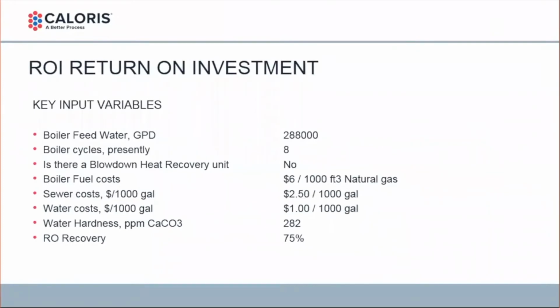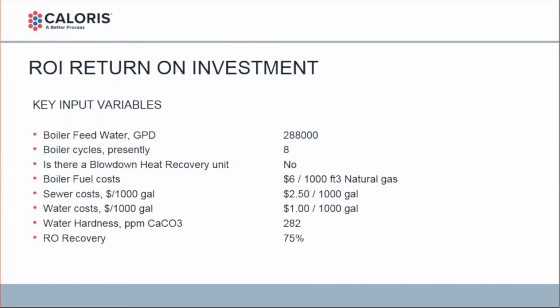Okay, so now we're going to do a return on investment for an RO. This is going to be an RO that's replacing a softener. For this particular example, the key input variables are: the boiler feed water is now 288,000 gallons per day. The boiler cycles presently are 8 cycles. Is there a blow-down heat recovery unit? No.